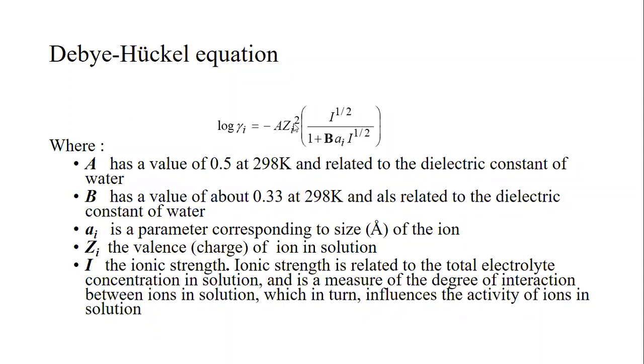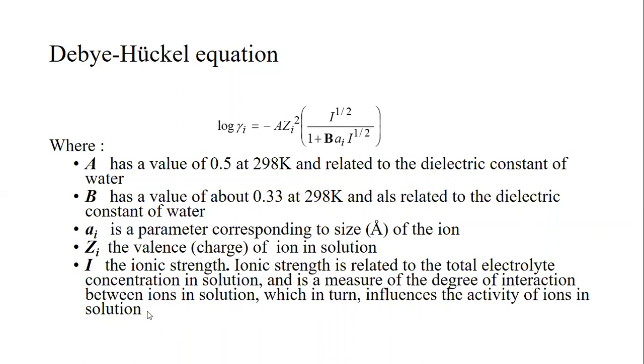z_i is the valence or the charge of the ion we're interested in. I is the ionic strength. The ionic strength is related to the total electrolyte concentration in solution and is a measure of the degree of interaction between ions in solution, which in turn influences the activity of ions in solution.